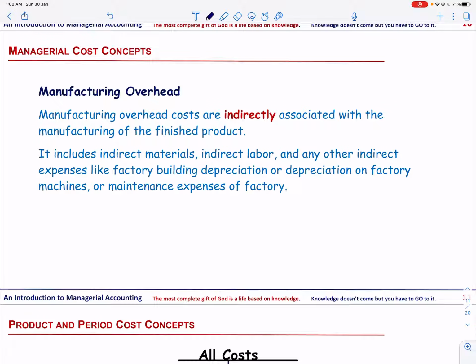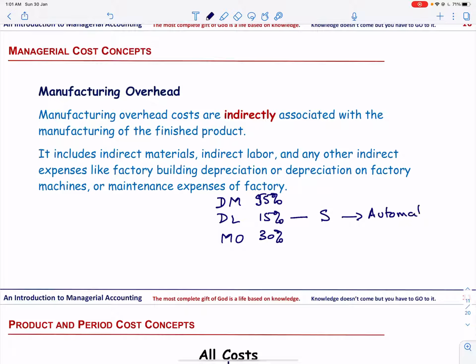One study has shown that approximately direct material cost 55%, direct labor cost 15% and manufacturing overhead cost 30%. The direct labor cost is the smallest, and this cost is dropping because of automation. Companies are working hard to increase productivity by decreasing labor.